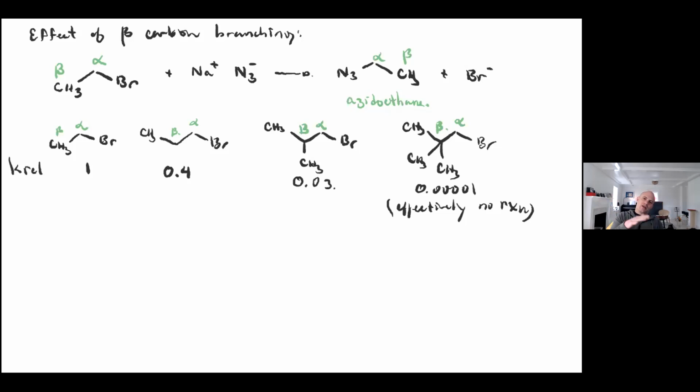Then we looked at the carbon once removed from that, the beta carbon, and it's the same type of trend. As you bulk up the beta carbon, you slow down the rate of reaction. Let me take a second and take any questions thus far, because we're going to switch to Spartan and look at these a little bit.